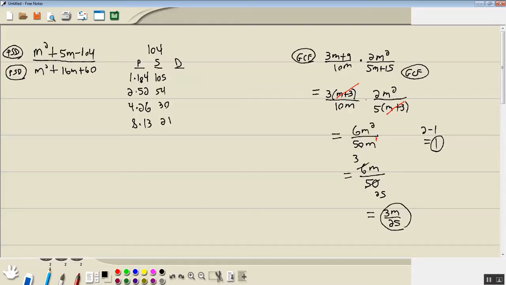Difference column. Subtract smaller from larger. 104 minus 1 is 103. 52 minus 2 is 50. 26 minus 4 is 22. 13 minus 8 is 5. The number we're looking for is the number in our middle term, which is 5, which is right here. So we're going to use 8 and 13.